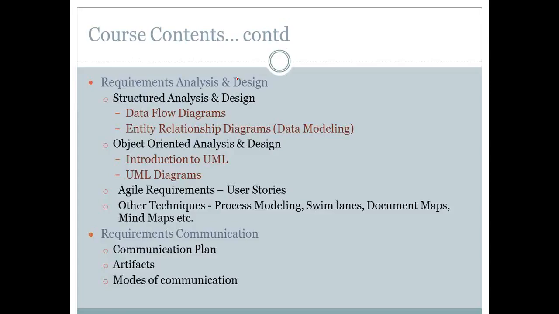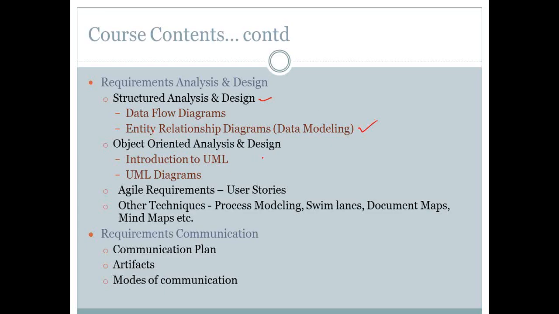Now, requirements are documented in multiple ways. So earlier they used to be structured analysis, right? So we don't really use them anymore, except for data modeling, right? So ER diagrams are still used to understand your underlying data structure, right?